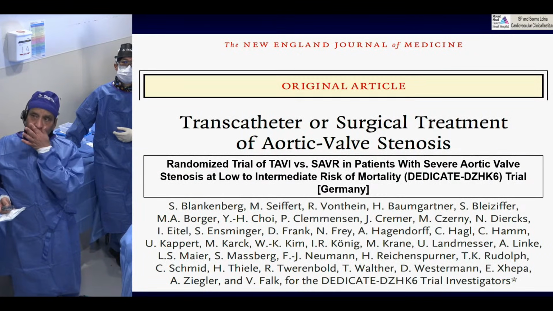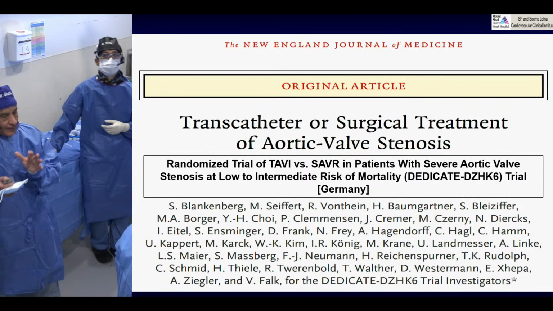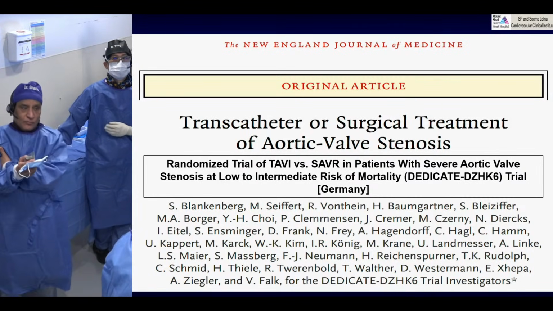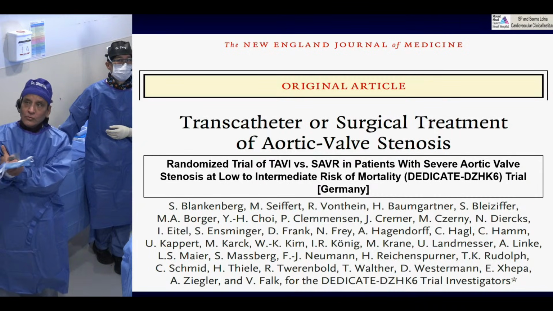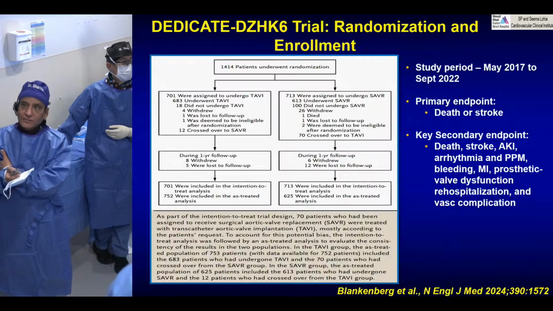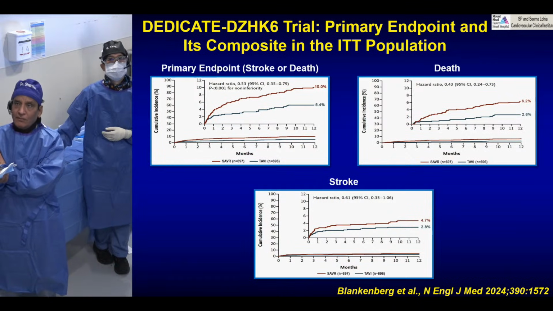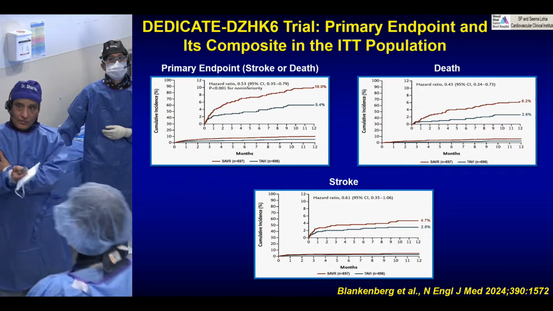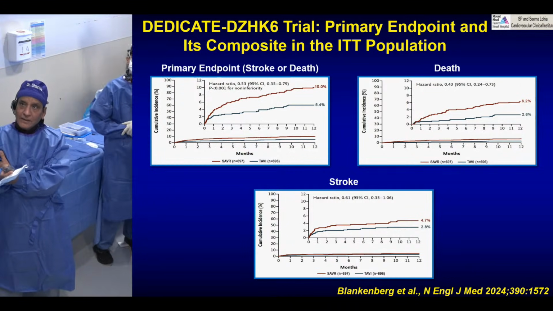Then there was another trial called Dedicate. The all-comers, always we have a lot of enrollment, inclusion, exclusion criteria. This trial done in Germany in low to intermediate risk AS patients compared TAVI versus surgery, all-comers basically, and they have 1 year follow-up data, and actually showed for the first time that at 1 year, TAVI was superior to surgery.